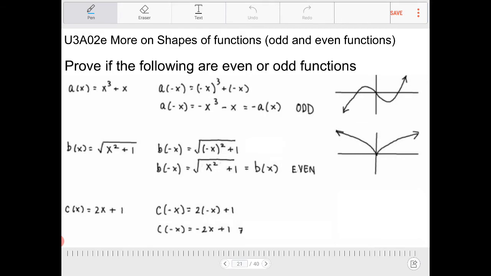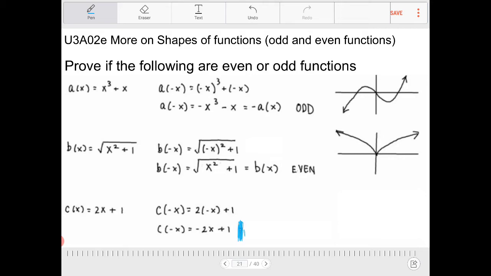And I look at this, right? Negative x, don't mind this right now. I look at this, okay? c of negative x is equal to negative 2x plus 1. Is this in any way related to c of x?